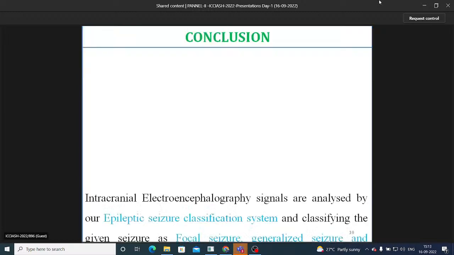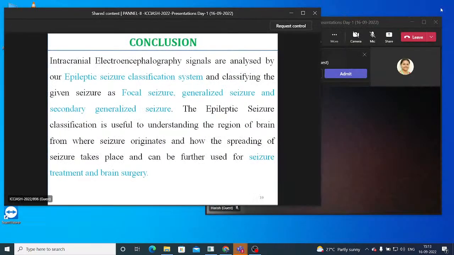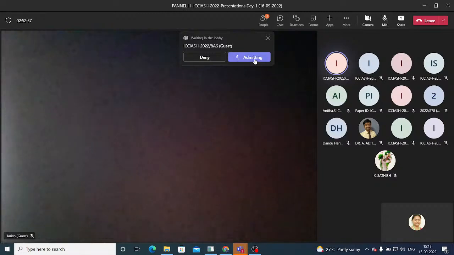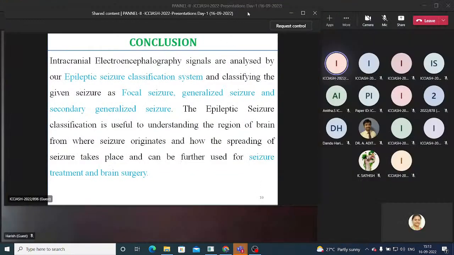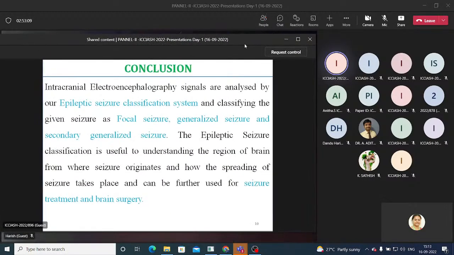This type of classification helps us with surgery. So to conclude, intracranial electroencephalography signals are analyzed by our seizure classification system, and we have classified the seizures as focal seizure, generalized seizure, and secondary generalized seizure. This seizure classification is very useful for understanding which region of the brain is generating a seizure, where the seizure is originating, and how it is spreading through the entire brain. So this would help us with seizure treatment and also brain surgery.